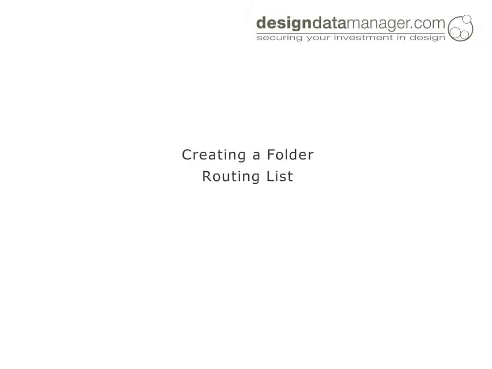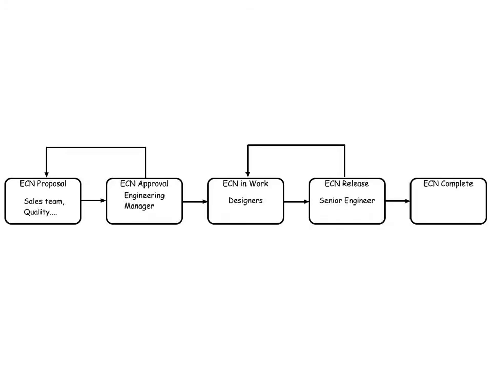This presentation shows how to create a folder routing list in the latest release of DesignDataManager, version 2007.1. The sample routing list shown here is a 5-step engineering change notification routing with approval at 2 stages. The method of creating folder routings is flexible and can be adapted to match many business processes.